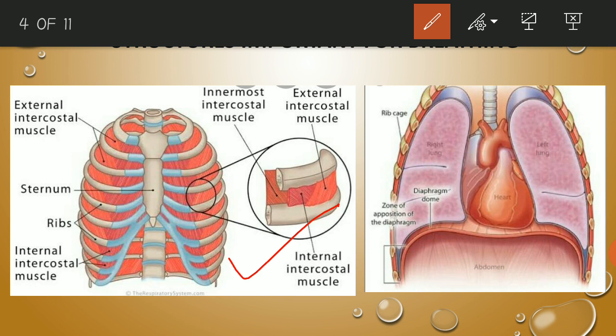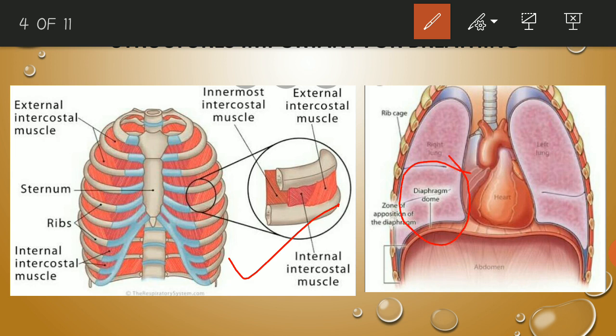Now these intercostal muscles are very important for changing the shape of the chest cavity. When these intercostal muscles are contracted or squeezed, the size or the volume of the chest cavity is expanded or increased, and whenever they relax, again the chest cavity decreases its size. And the next structure is the diaphragm.